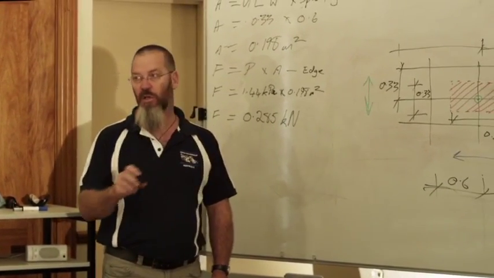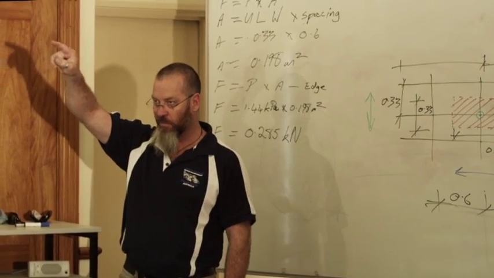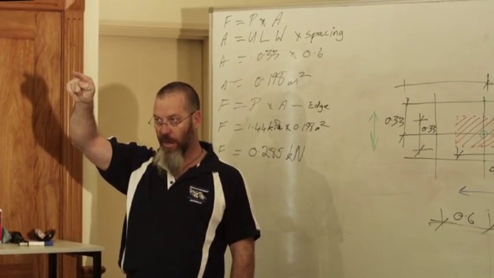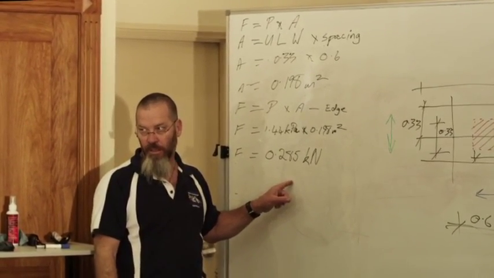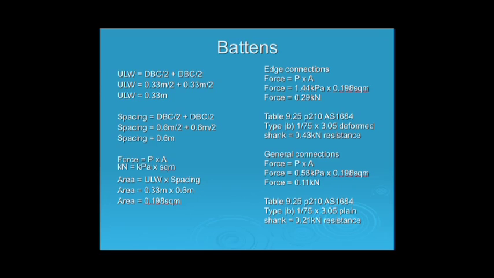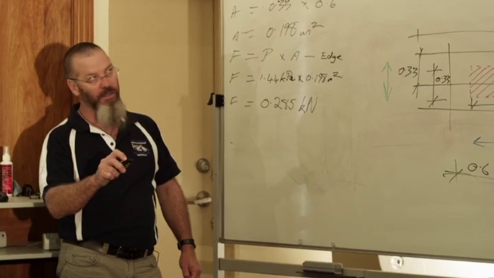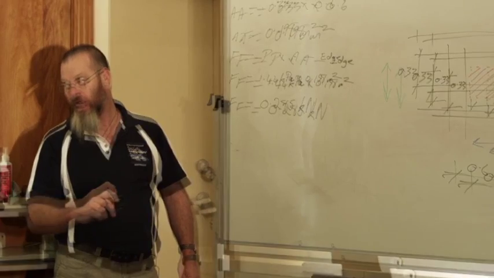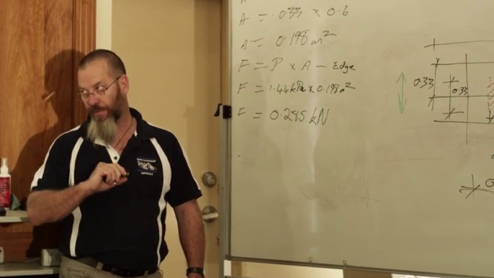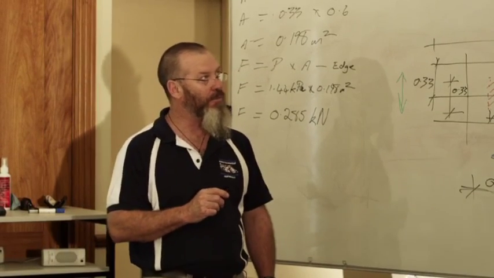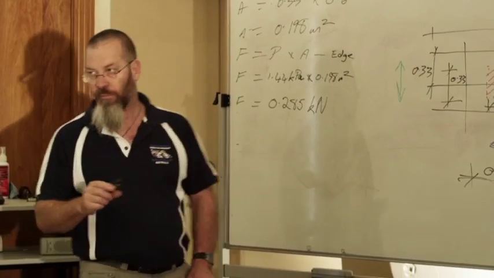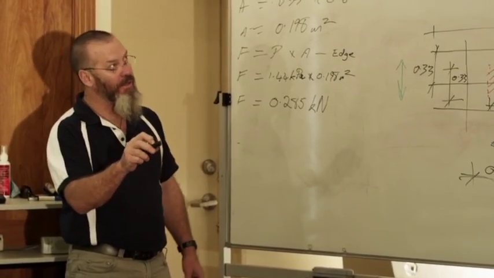What we used is a type B connection. We looked in the JD5 column, started at the top, we run our finger down until we find a connection that is equal to or greater than 0.285, and we found 175 by 3.05 deformed shank nail will give us 0.43 of a kilonewton of resistance. Okay? And again, this is real life. This is what's actually happening out there. They should be using that type of connection. Now, that was that part. That got us to there.